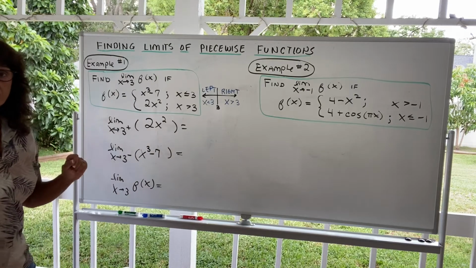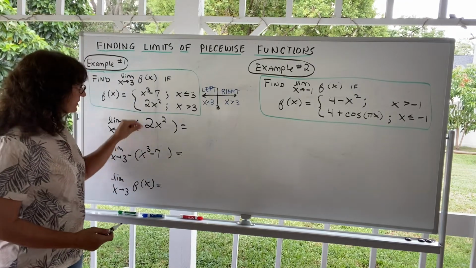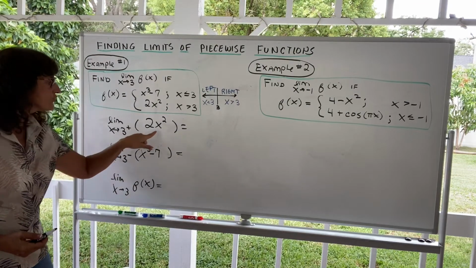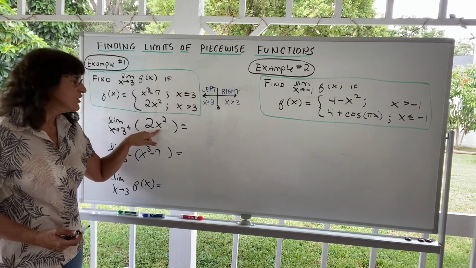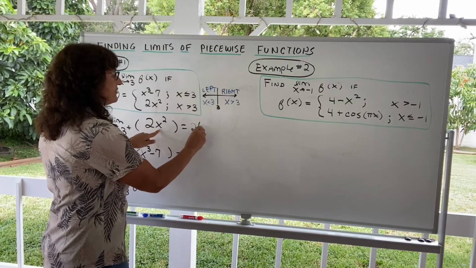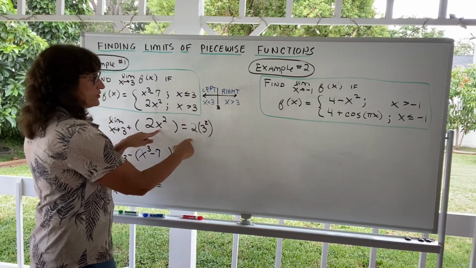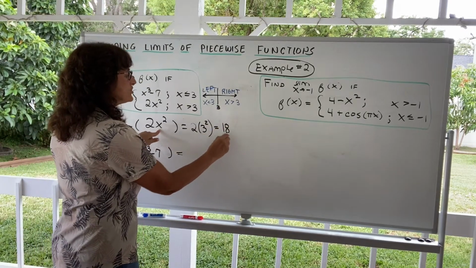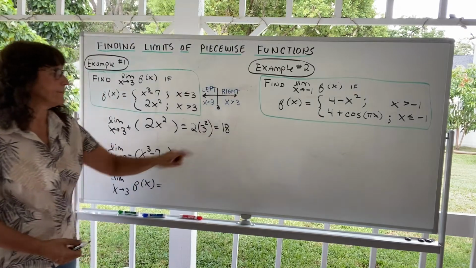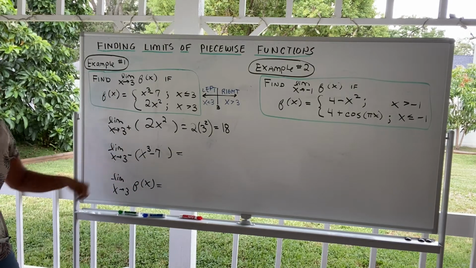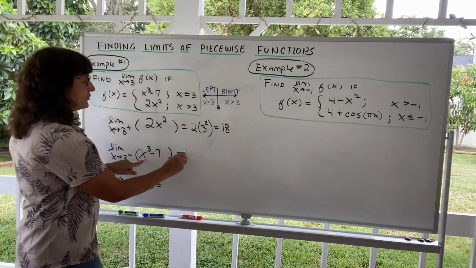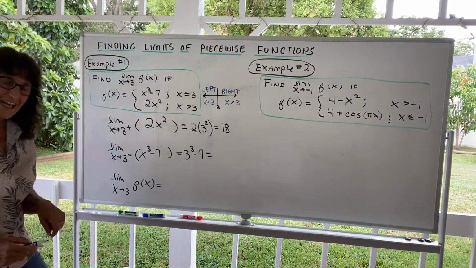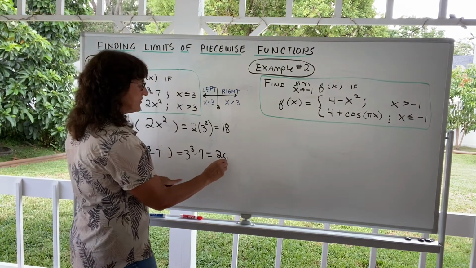So you plug your pieces in, and then we compute the limit. You compute the limit of each side, and we just use the direct substitution principle. You're just going to take the 3 and substitute it in. So you end up here with 2 times 3 squared. Evaluate order of operations first. So 3 squared is 9, and 9 times 2 is 18. So here's your limit from the right side. What about the limit from the left side? Take the 3 and plug it in. We're going to have 3 cubed minus 7. 3 cubed is 27. 27 minus 7 is 20.